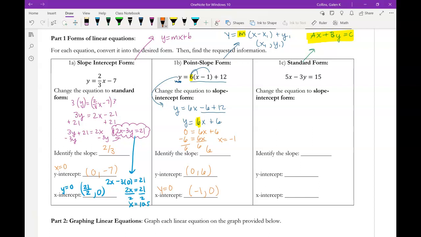Okay, last one for this part. For part C in standard form, we are asked to change the equation to slope-intercept form. So that means that we need to isolate y and get everything on the other side of the equation cleaned up, right? Combine any like terms if needed. So let's take a look at this one. If I want to isolate y, I could either start by subtracting 5x from both sides of this equation, or I could add 3y to both sides. It doesn't matter which you do. I'm going to subtract 5x.